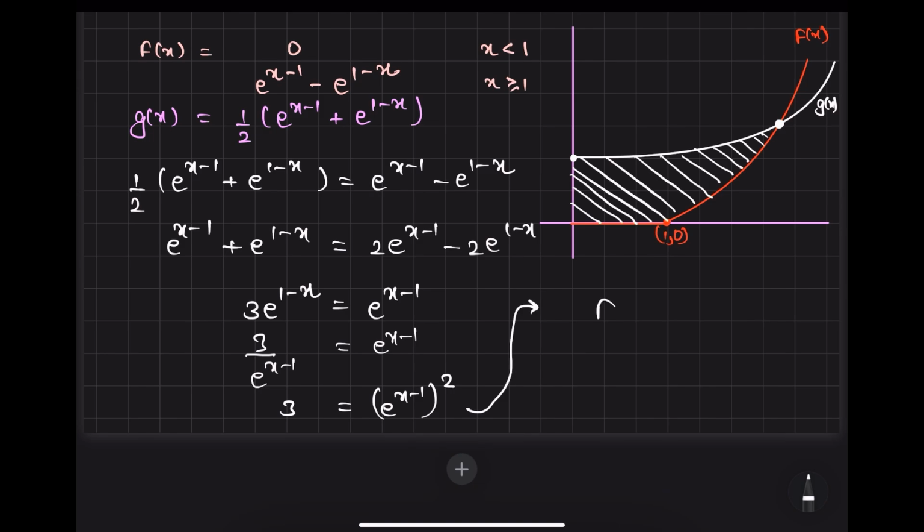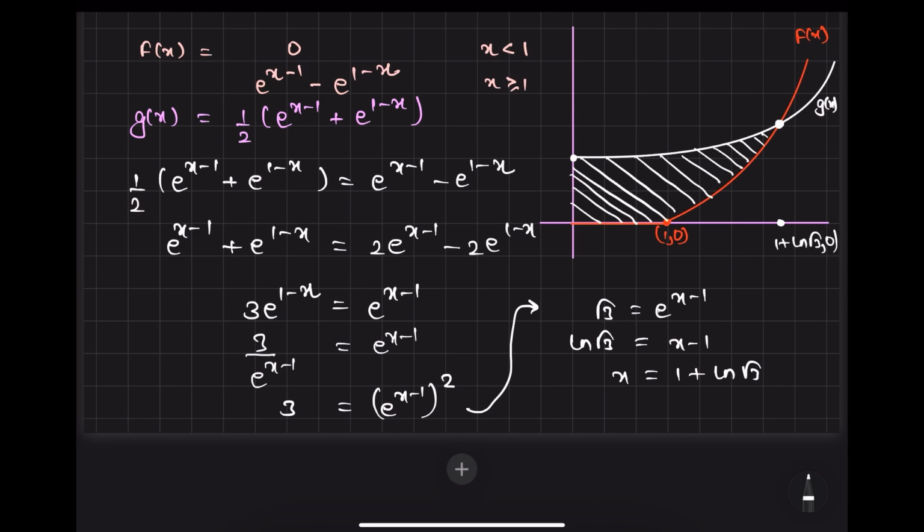Can we write root 3 is equal to e power x minus 1, and can I take ln both sides? So ln root 3, and we have x minus 1. So x will be equal to what? 1 plus ln root 3. So we got the x coordinate of this point of intersection, 1 plus ln root 3.